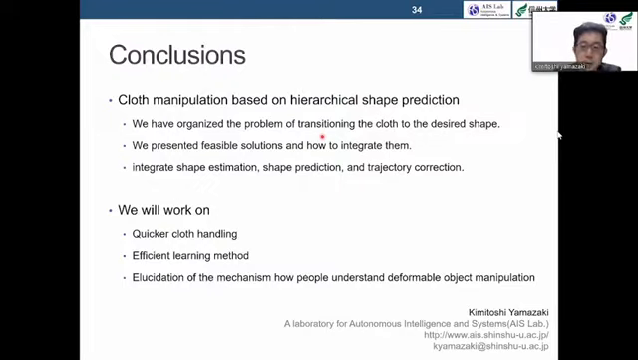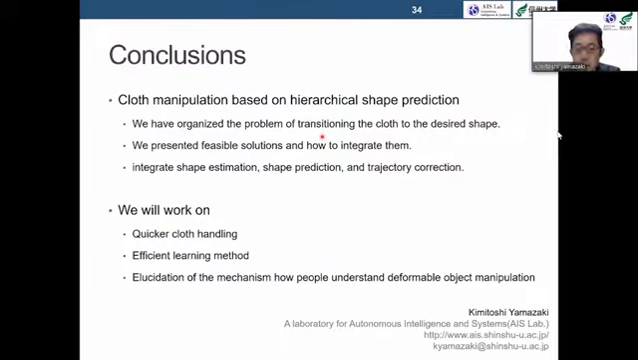My interest in deformable object manipulation is boundless. Therefore, we will work on quicker cloth handling. To achieve this, we work on estimating the dynamic state of the cloth and controlling its shape. Efficient learning of cloth manipulation is also important.